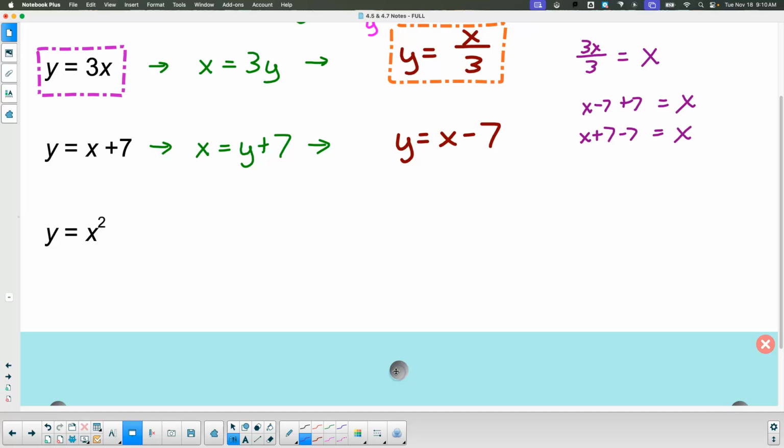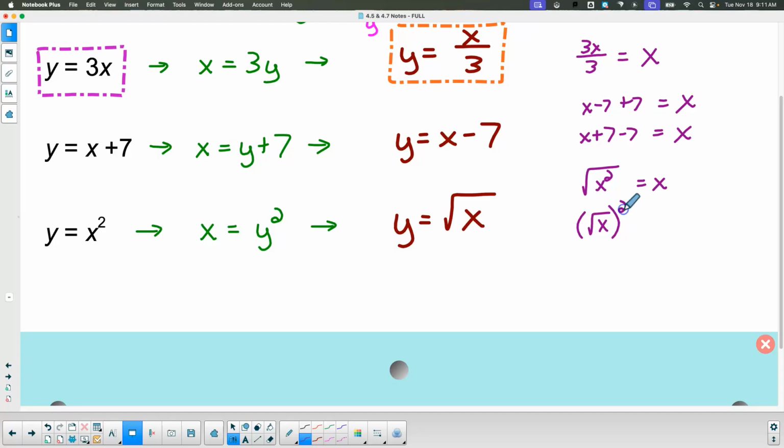Get a little more complicated function. Y equals x squared. X equals y squared. So then y would equal the square root of x. Left into right be the square root of x squared, which is just x. Right into left, it would be the square root of x, then squared, which is just x. Proven to be inverses.